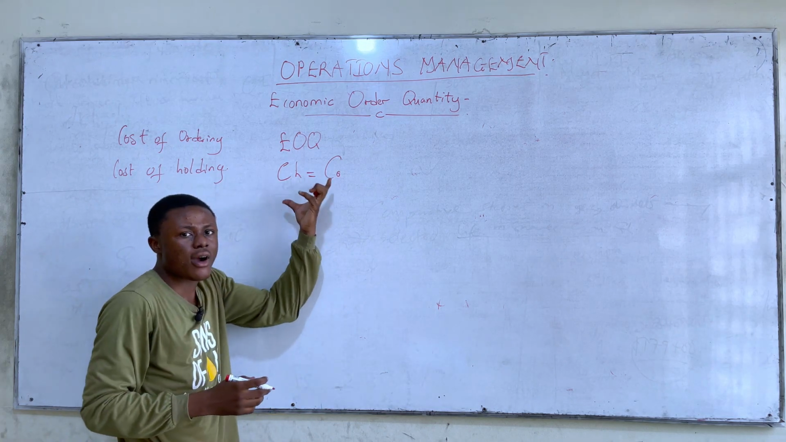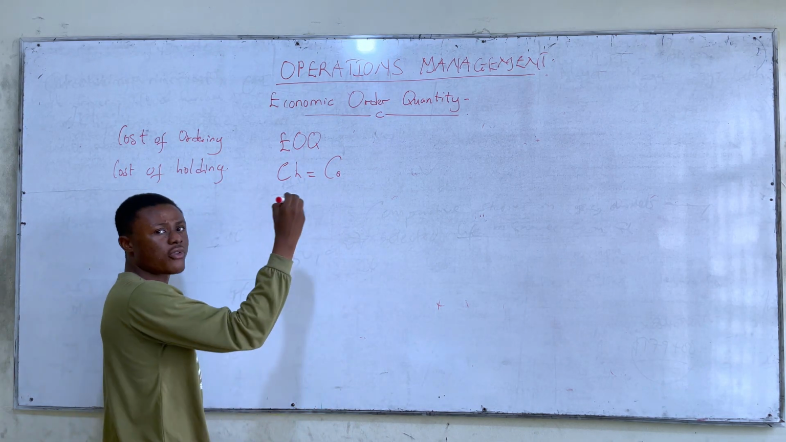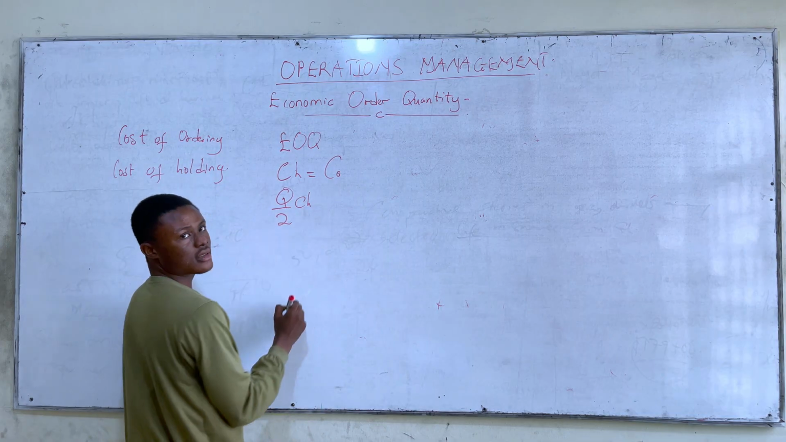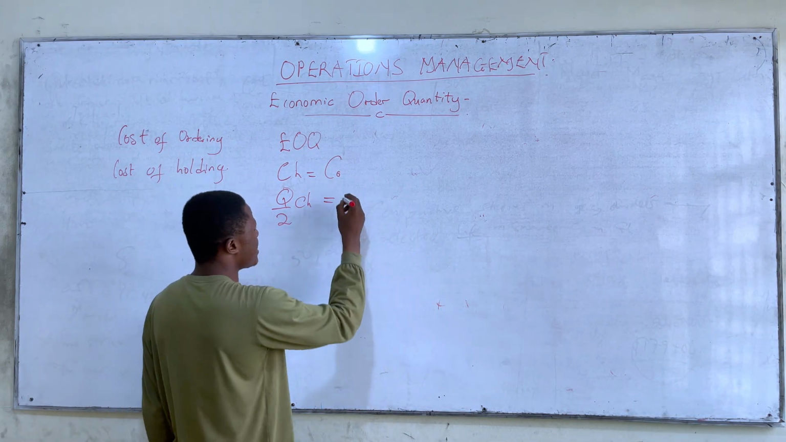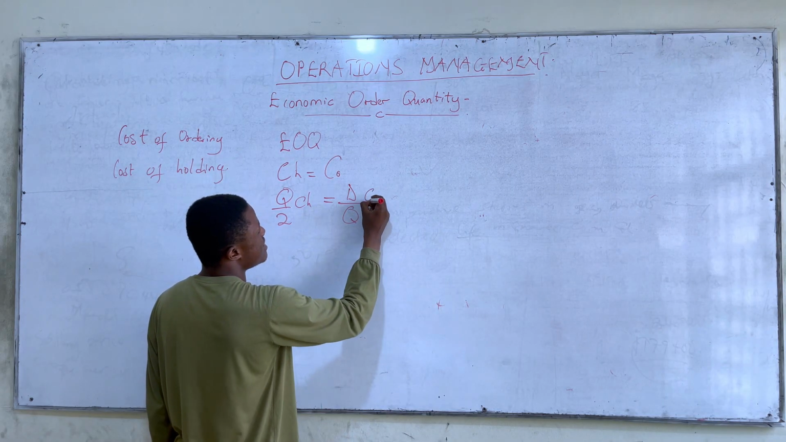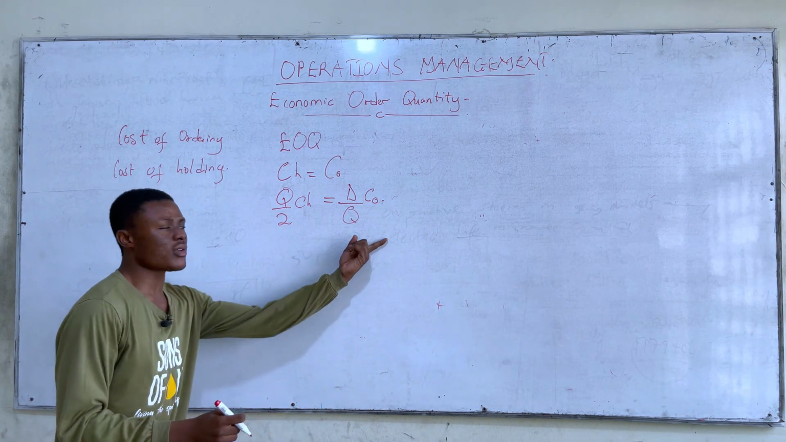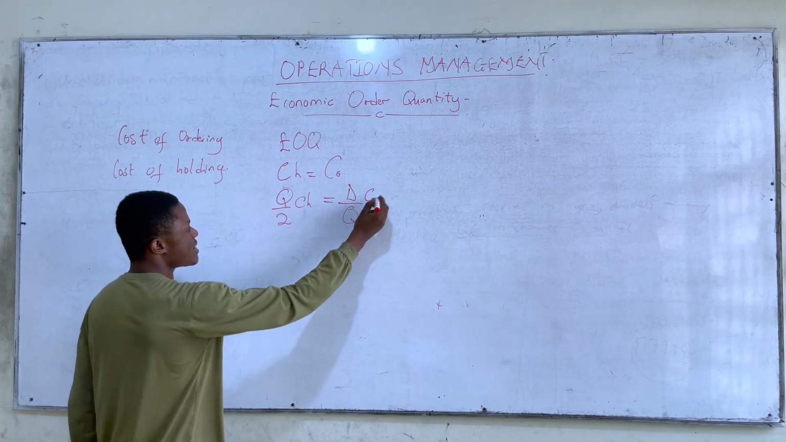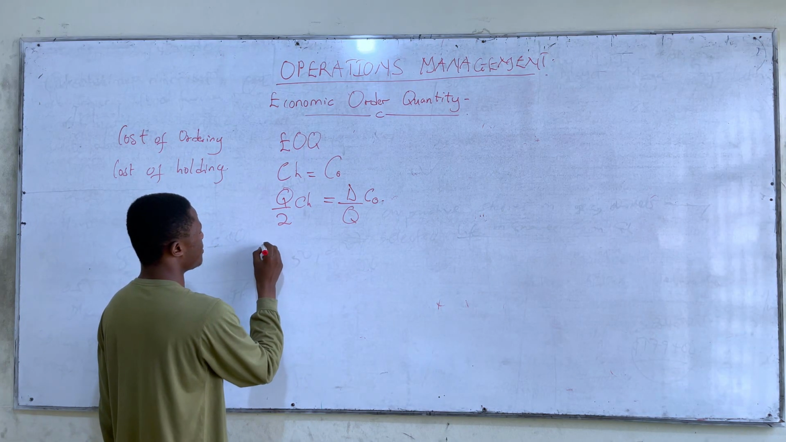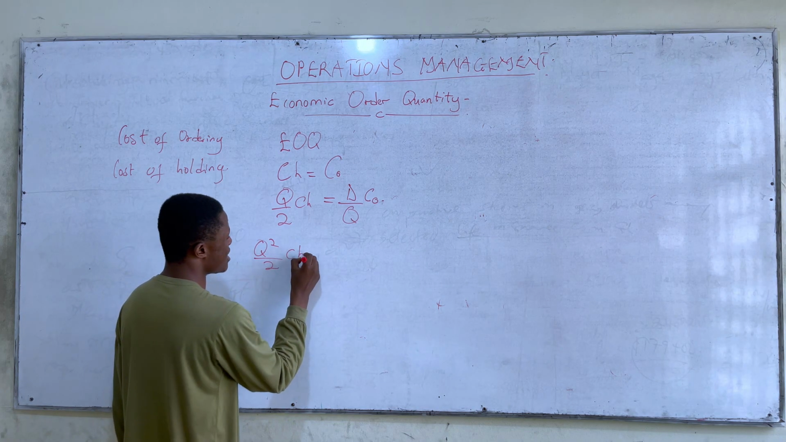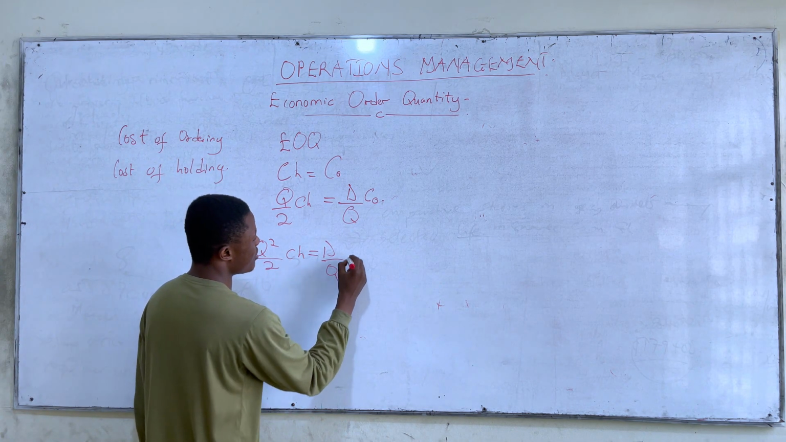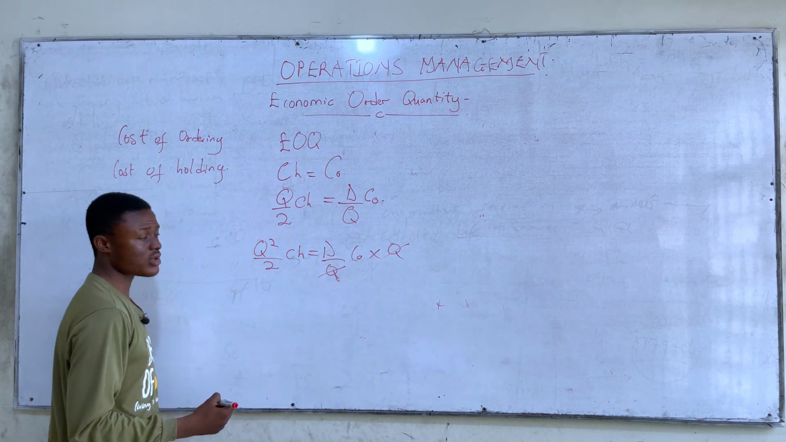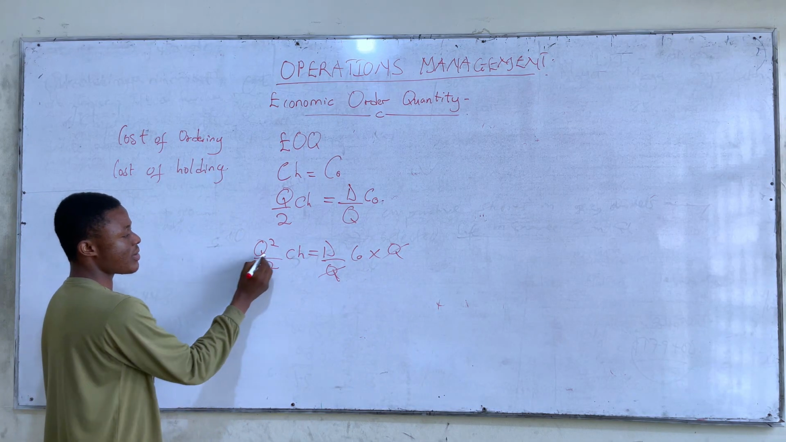Then what is the formula for our cost of holding? We know that our cost of holding is Q over 2 CH. And then our cost of ordering is demand over quantity CO. If you want to make Q the subject, how do we go about it? Let's multiply both sides by Q. If you multiply here by Q, we are going to get Q squared over 2CH is equal to D over Q CO. Multiplying here by Q cancels this Q, and since we have also multiplied here by Q, we are getting Q squared.